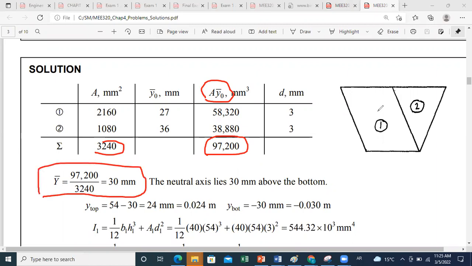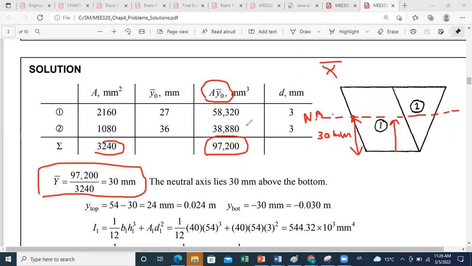Keep in mind, we don't care about X bar, so no need to find X bar. You just need to know the height of your centroid in order to know the location of your neutral axis. So no, don't find X bar. This is the neutral axis. We have found that the neutral axis is at 30 millimeters from the bottom. This is 30 millimeters.